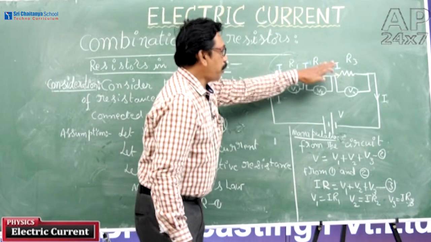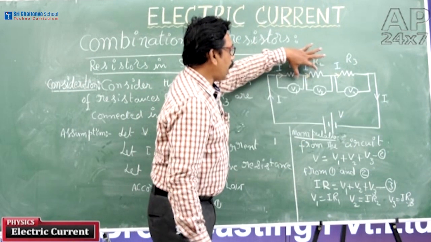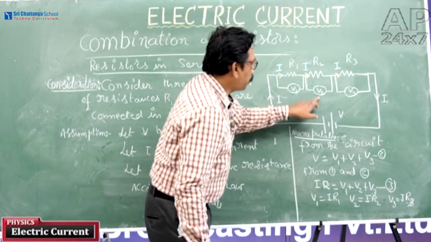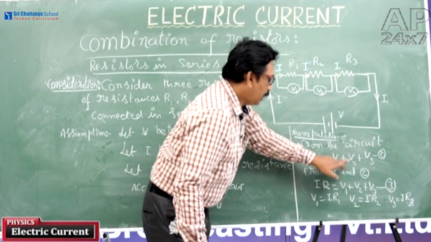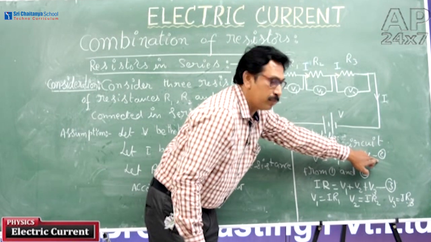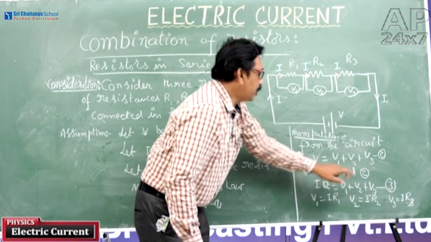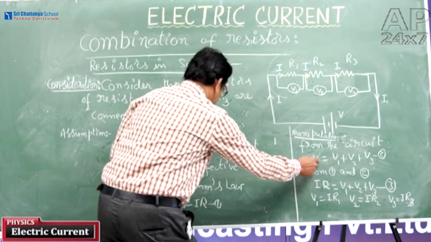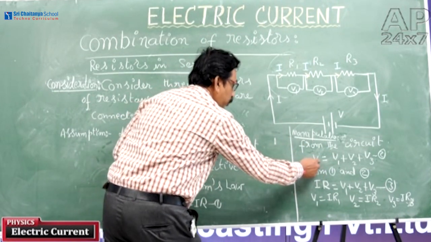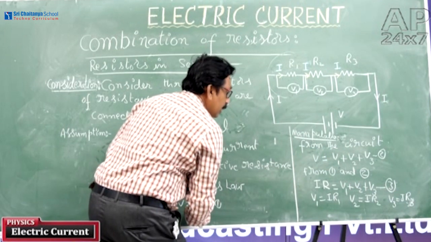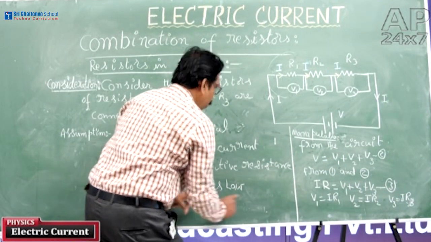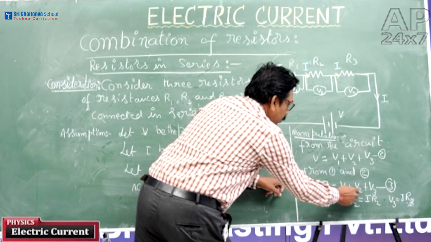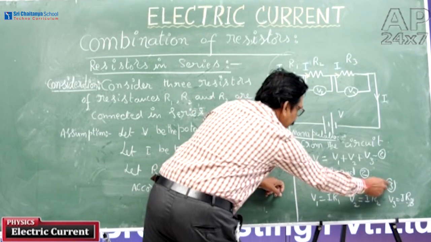Now, manipulation part. From the circuit, observe this V is divided into V1 plus V2 plus V3. I wrote that here as equation number 2. From 1 and 2, this is equation number 1, that is equation number 2, whereas V and V both are equal. So therefore, can I equate these two? Yes, I can equate. So IR is equal to V1 plus V2 plus V3, equation number 3.